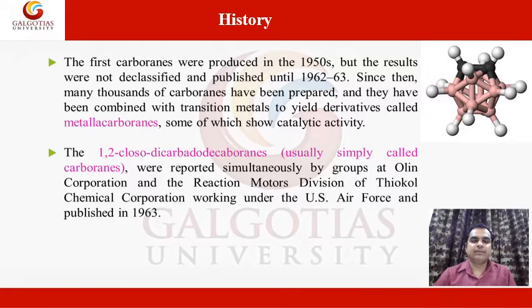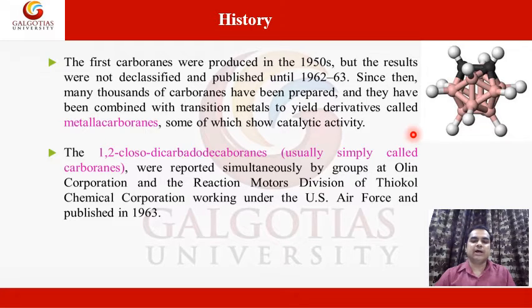Now let us discuss the history of carboranes, how they came into existence in the literature. The first carboranes were produced in 1950, but the results were not declassified and published until 1962 to 63. And since then, many thousands of carboranes have been prepared, and they have been combined with the transition metals to yield derivatives that are called metallocarboranes, some of which show catalytic activity.